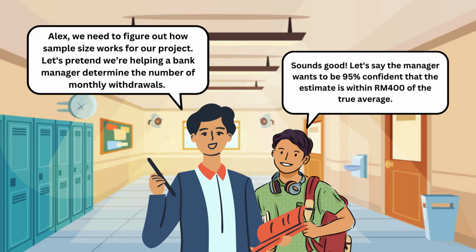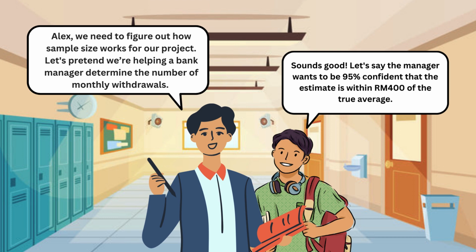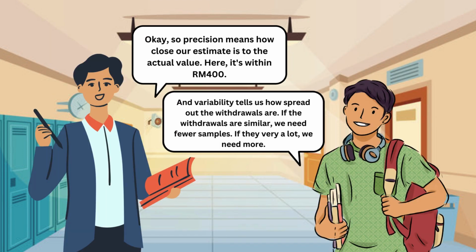Alex, we need to figure out how sample size works for our project. Let's pretend we are helping a bank manager determine the number of monthly withdrawals. Sounds good. Let's say the manager wants to be 95% confident that the estimate is within 400 ringgit of the true average. Okay, so precision means how close our estimate is to the actual value. Here, it's within 400 ringgit.